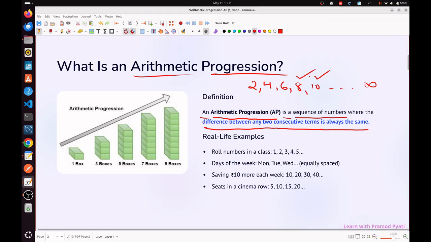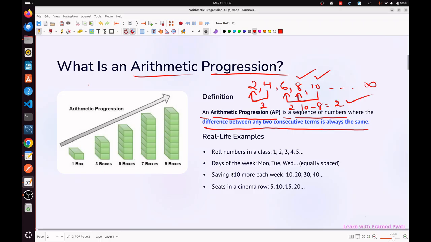This and this are consecutive terms, 8 and 10. Suppose you find this difference, 10 minus 8, what will we get? 2. Again, 8 minus 6, that also gives 2. Any two consecutive terms, like 4 and 2, 4 minus 2 is also 2. So here the difference is always the same, that is 2. So this is an arithmetic progression.